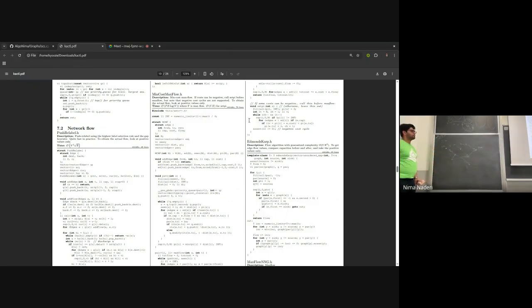And so this is the maximum flow. That's why it's called maximum flow.